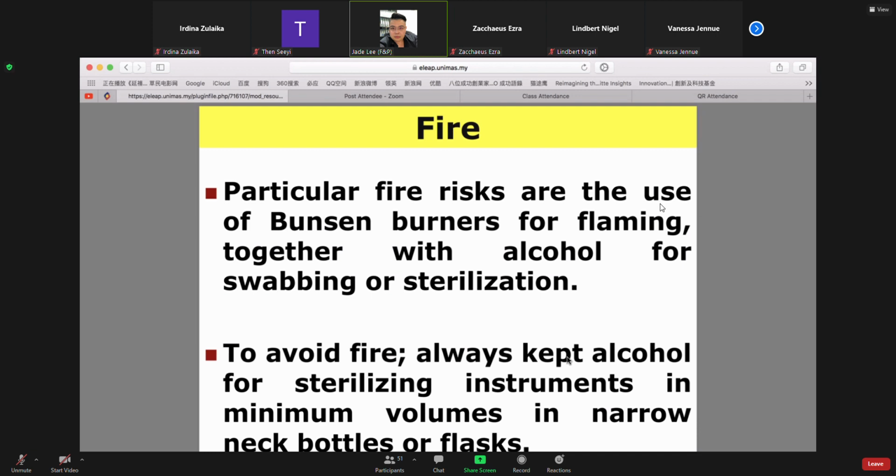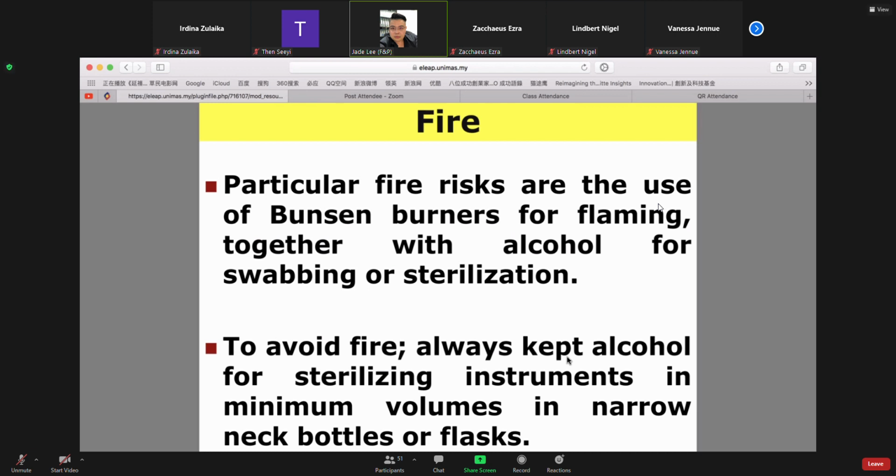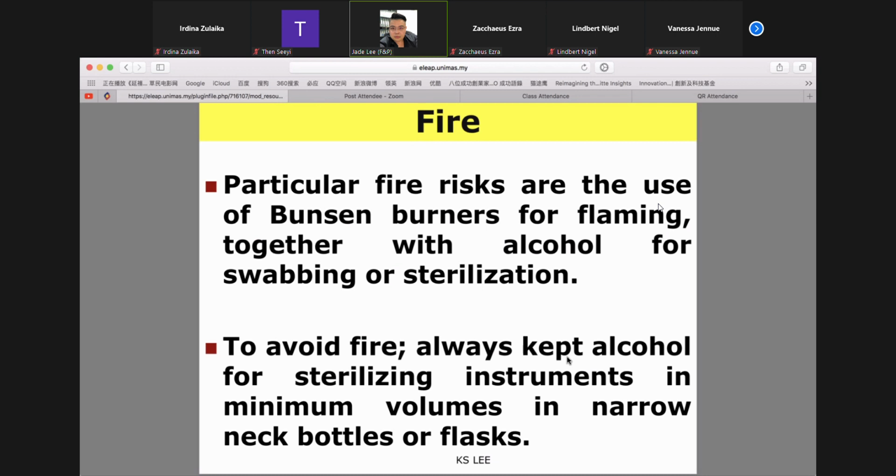Particularly, the fire risks are from the Bunsen burner with the flame together with the alcohol used for swabbing and sterilization, because you may have 100% or 75% ethanol. This alcohol can cause fire, so you have to be very careful when you handle the Bunsen burner. Also, to avoid fire, always keep the alcohol for sterilizing instruments in a very minimum volume in a narrow-neck bottle or flask, keeping a distance from the Bunsen burner.